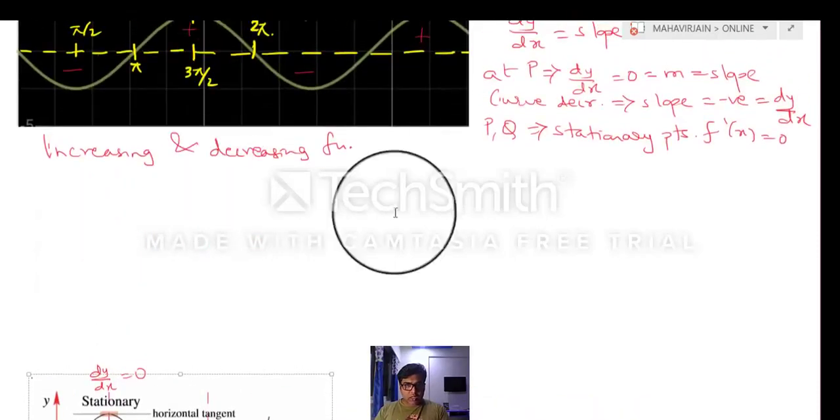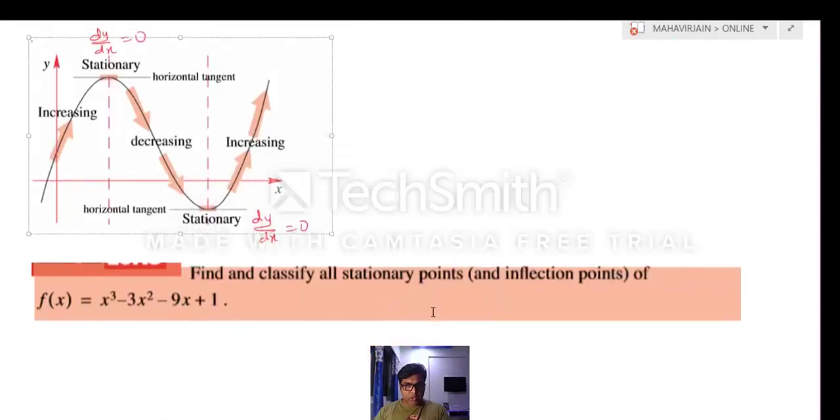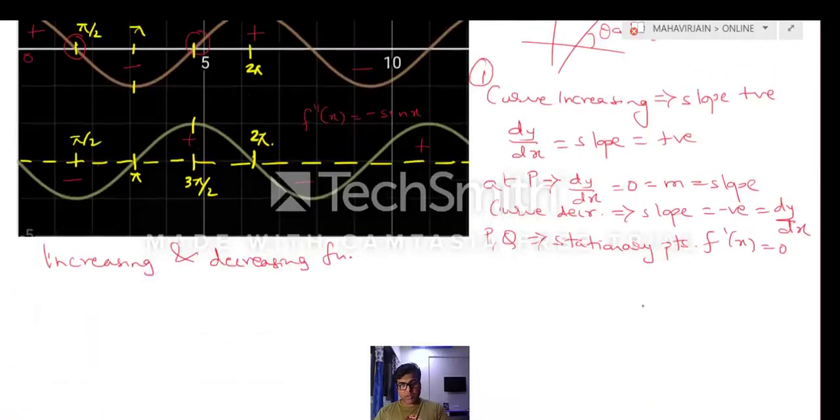You have a question here given. Just try this question and post me what you understood here, and I'll reply to this part. So this is a question for you. Find and classify all stationary points and inflection points of this. What are inflection points, by the way?